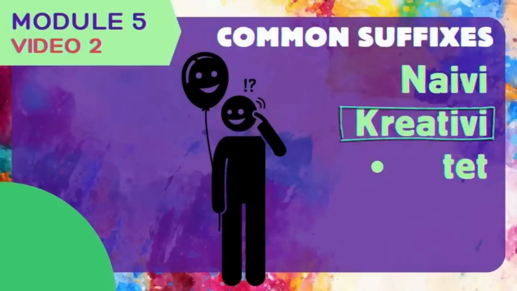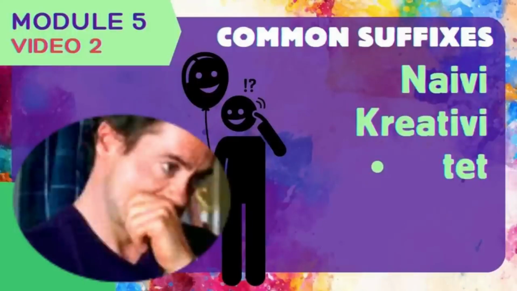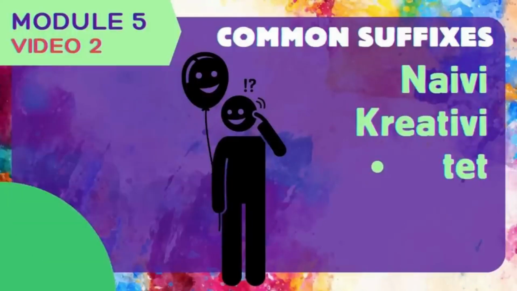Now there's many words that end in et where you pronounce it as a soft D. We maybe talked about that in a previous class. But with these nouns, concepts if you like, the ending is t-e-t, tet, naivitet, kreativitet.